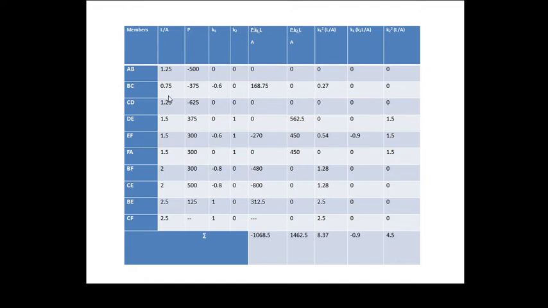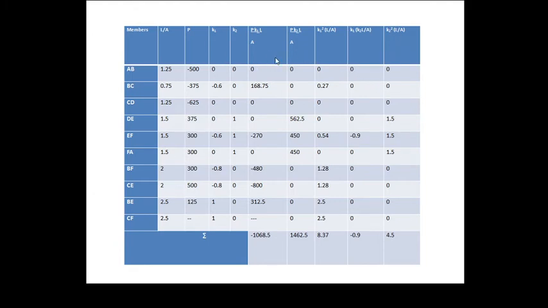Like that for BC, you see this one, K1 exists, therefore this value, P1 is minus 375 into K1 is minus 0.6, minus into minus plus, into L value divided by area gives 168.75. Here K2 is 0, therefore this value is 0. Similarly K1 square, that is 0.6 square, we are getting 0.27. But here K2 is 0, therefore 0. K2 is 0, this is 0.